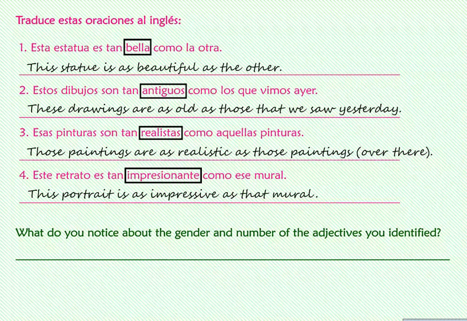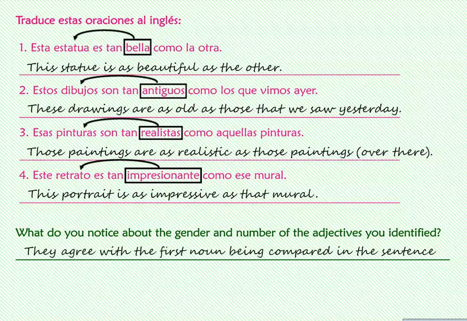Okay, Frida, what did you come up with? I don't know if I'm right. That's okay. Have some confidence in your Spanish skills. You've known the rules for adjectives since Spanish 1. Okay, well I noticed that the endings are different, so they have to agree in gender and number, right? Yes, but there are multiple nouns in each sentence, so which one does it agree with? Oh, they all agree with the first thing being compared. The first noun in the sentence, right? You got it. See, I told you your Spanish 1 knowledge would serve you well.